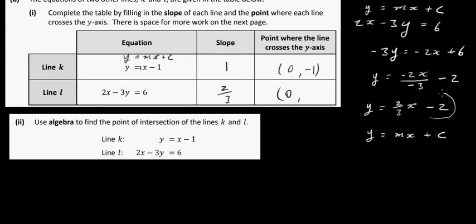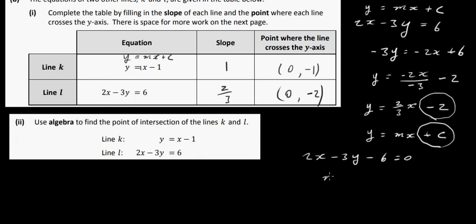This is our y-intercept. The c part here gives us the y-intercept. So it cuts the y-axis at minus 2, so I can just put in minus 2 here. There are other ways of doing this. I mean, you take your original equation, 2x minus 3y minus 6 equal to 0. I just brought the 6 over to this side.